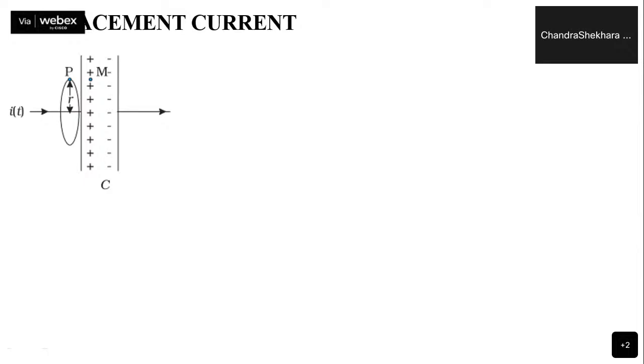Then at a point P, which is outside the capacitor, we want to know what is the magnetic field. Okay. Therefore, by charging a capacitor, we can expect a magnetic field outside the capacitor. So what is the quantity of the magnetic field?